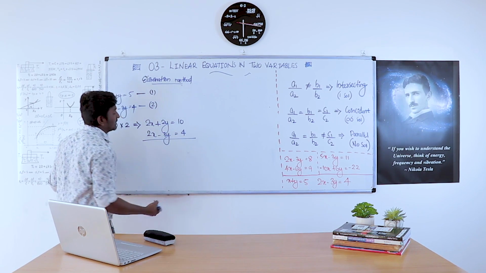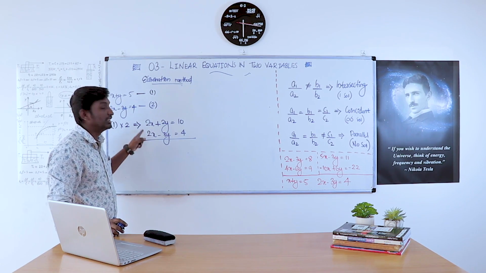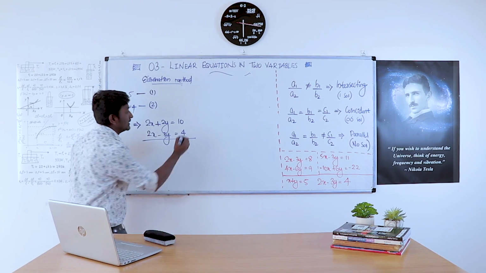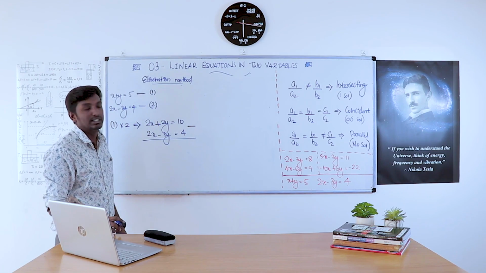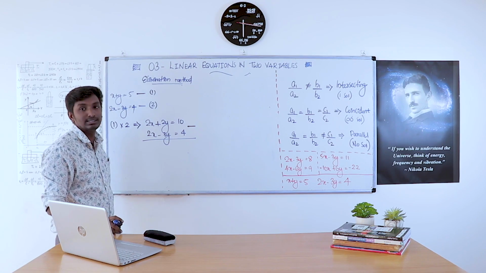Now look at these two equations. Coefficient of x is same, and having same sign. Both are positive. So when I am subtracting these two equations, x is eliminated.